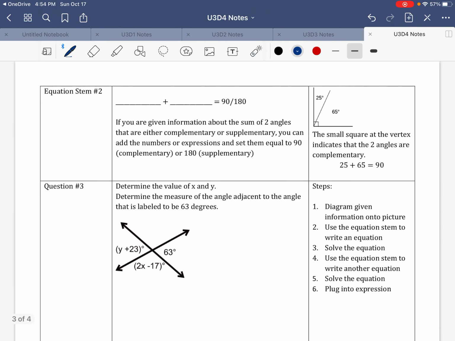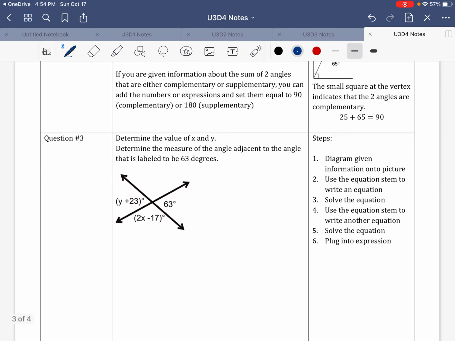Using that information, we get to our second equation stem. If you're given information that the sum of 2 angles are either complementary or supplementary, you can add the numbers or expressions and set them equal to 90 if they're complementary or 180 if they're supplementary. Let's see that second equation stem in question 3.